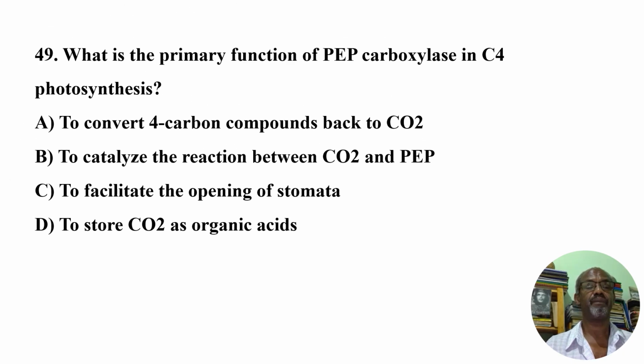Question number 49. What is the primary function of PEP carboxylase in C4 photosynthesis? To convert 4 carbon compounds back to CO2? To catalyze the reaction between CO2 and PEP. Of course, definitely phosphoenol pyruvate reacts with carbon dioxide. This is the answer.